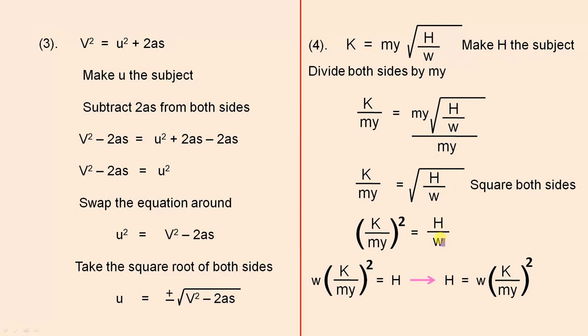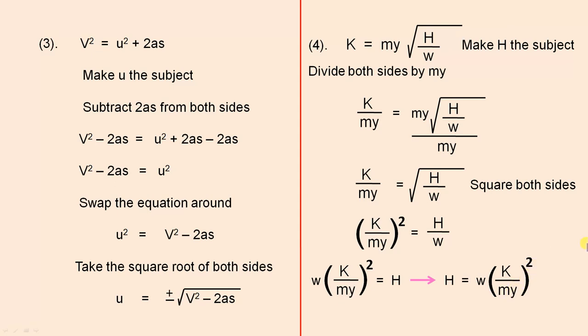Okay, so because we have to make h the subject, we have to remove this w, so we multiply both sides by w. Remember, that'll be w over 1, so the w's cancel, and then we multiply that side by w, and that gives us that part equals h. Now, we want h on the left-hand side, so we just swap the equations around, and that gives us h equals w outside of k over my all squared.